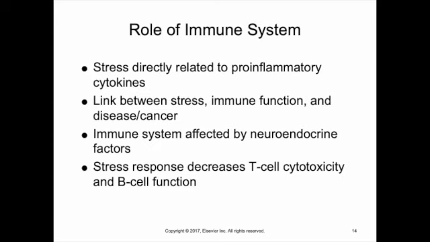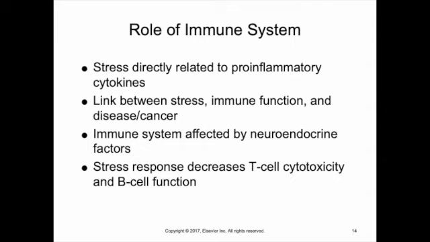Now we're going to look at the relationship between stress and the immune system, noting that it is complex. We've seen it already, but it's bidirectional. Stress can be directly influencing our immune system, but the immune system can also influence our body's ability to cope with stress.